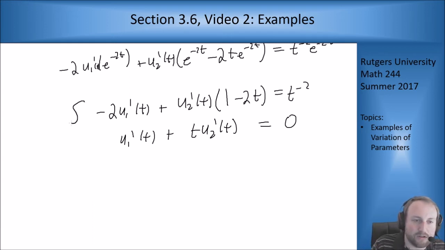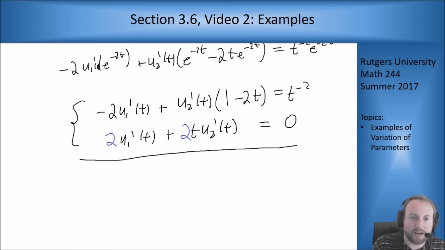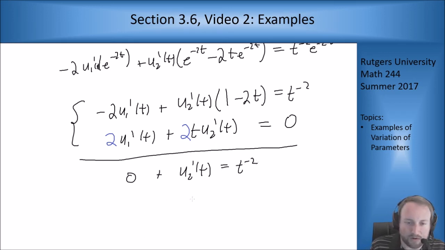All right, so now we just have left to solve the system of equations. What am I going to do? I'm going to multiply the second equation by 2, so 2 times 0 is 0, and then add them together. If I add the equations together, the 2t's are going to cancel, so I'm just going to get a u2 prime of t equals t to the minus 2. Good. So this is my one equation.